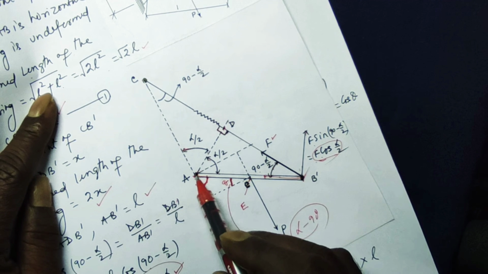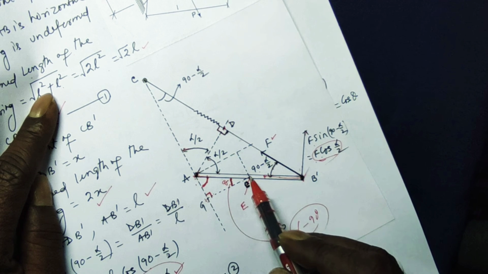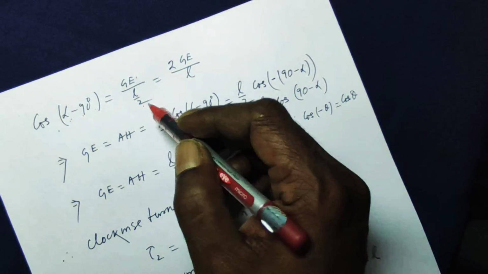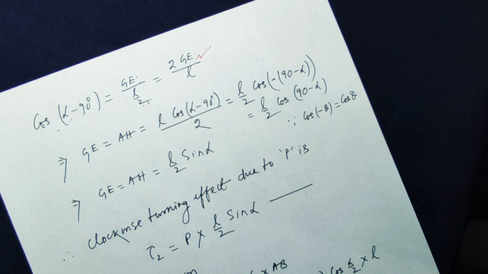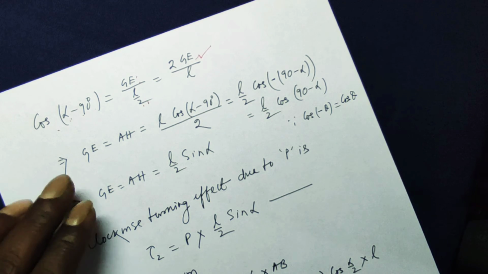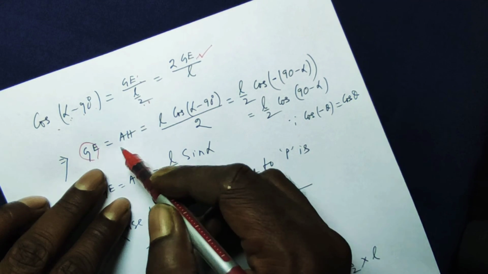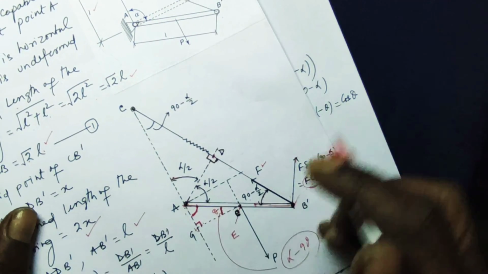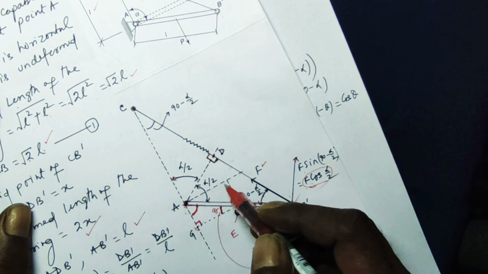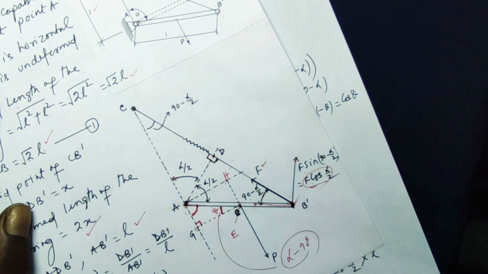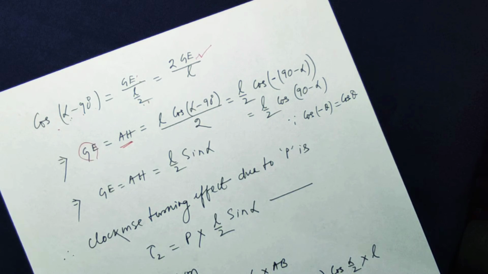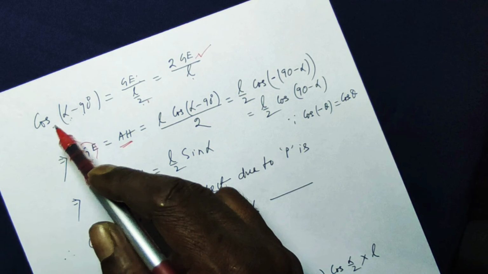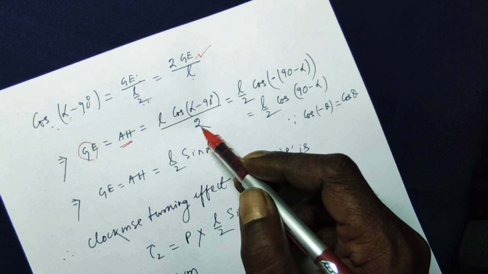Now the hypotenuse, that is from A to E, this point is the midpoint. So from here to here will be L by 2. So L by 2, so 2 comes here, 2 GE over L. Therefore GE, that is same thing as AH, let this point be H, will be equal to, cross multiplying, L times cos alpha minus 90 over 2.